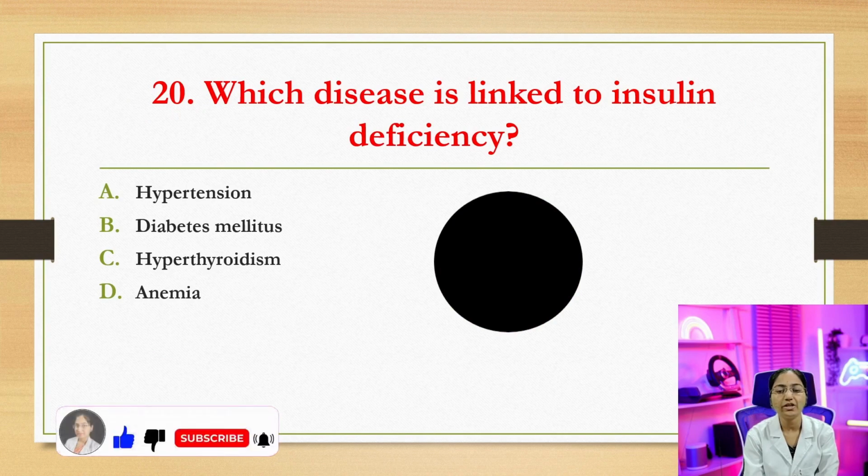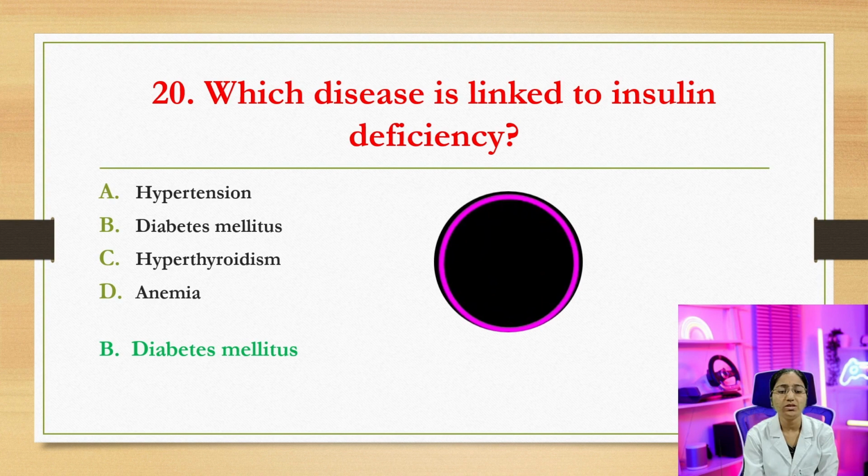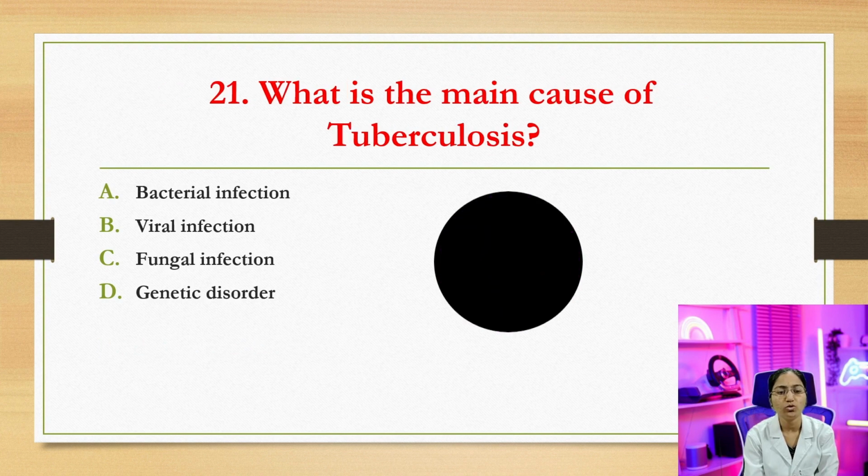Which disease is linked to insulin deficiency? Options are given. Right option is diabetes mellitus. We'll move to the next one.